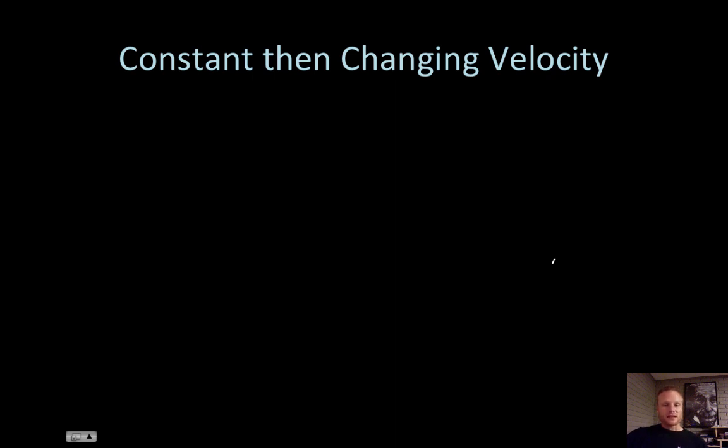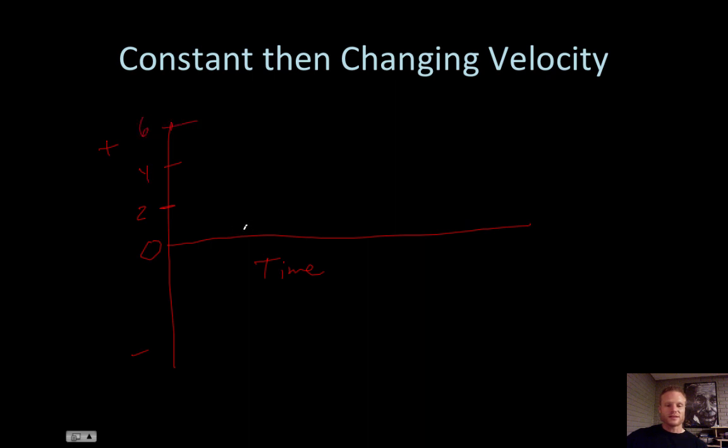Now this gets a little bit trickier. It says, how about a constant and then changing velocity? So let's make a graph. It might be easier than me trying to explain it. Here is 0. Here's our time. I'm going to have it moving to the right, so we can do plus. I think that's easier. And I'll say here's 2 meters per second, here's 4 meters per second, and here's 6 meters per second. I'm going to start with the constant.